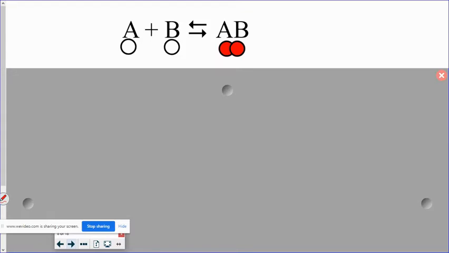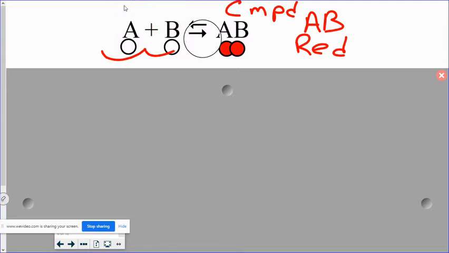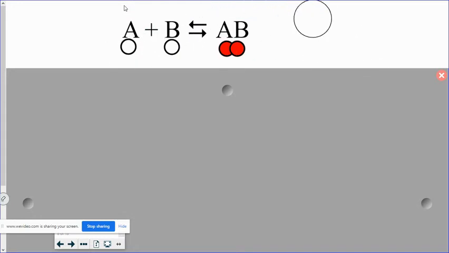So here's a chemical system. We have reactant A, which is an ion, and reactant B, which is also an ion. These two ions come together to make a compound. As you can see, compound AB is red in color, and the two ions A and B are colorless. So that is what we're going to deal with initially.